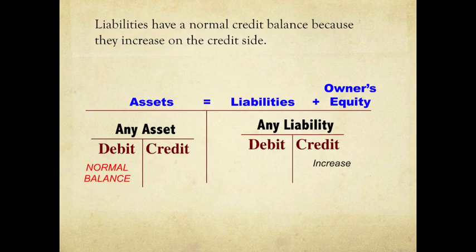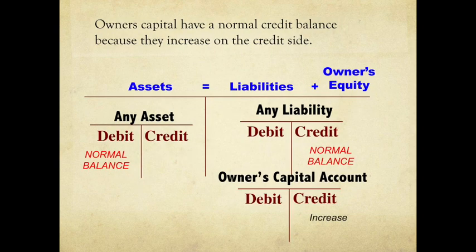Just think, if you have money in your account and you put more in there, it's going to increase on that side. Any liability is on the right side of your accounting equation. Remember, it has a right side increase, which is credit, so the normal balance is on the increase side of that account. Your owner's capital has a normal credit balance because they increase on the credit side. And again, this may sound a little confusing, and you'll see how it all fits in there.